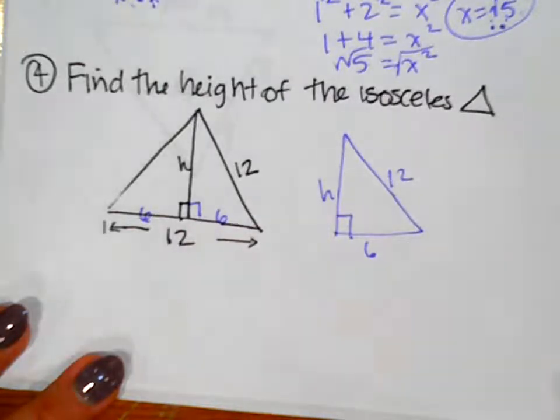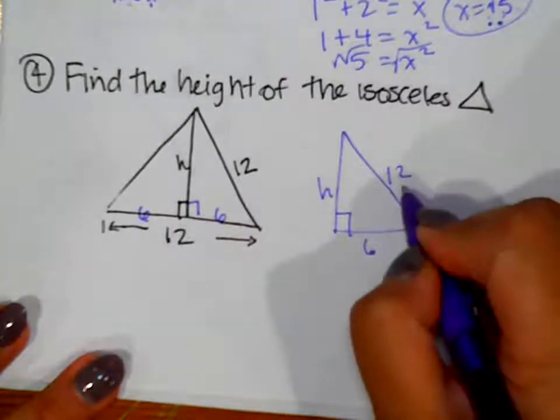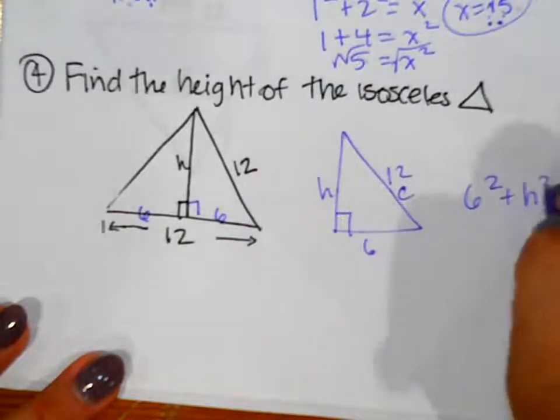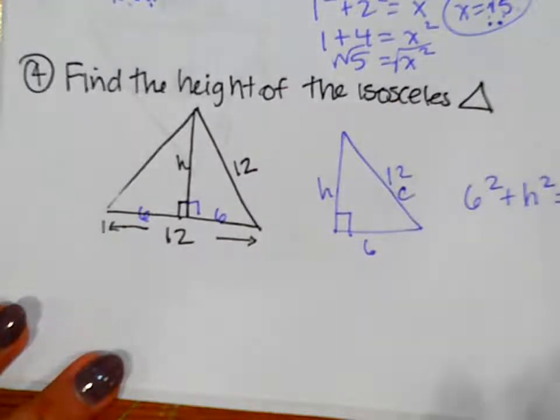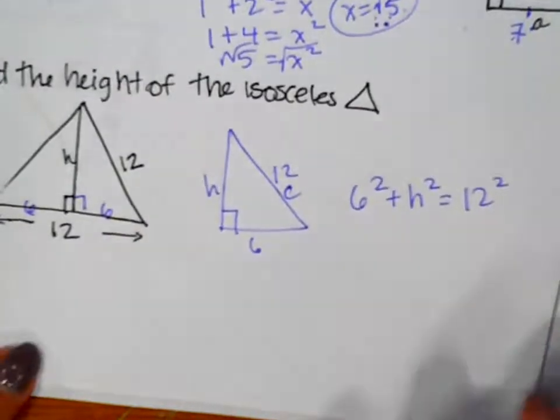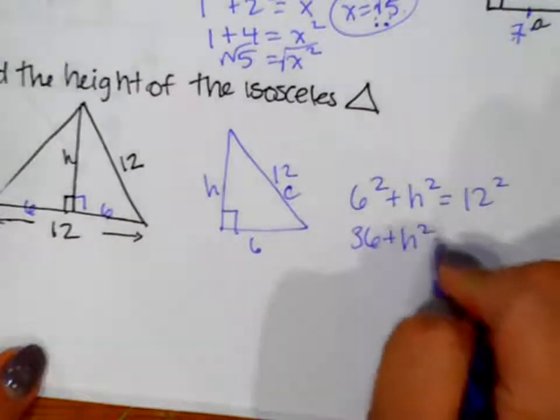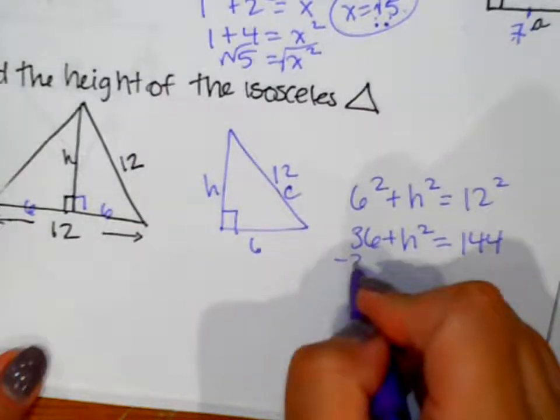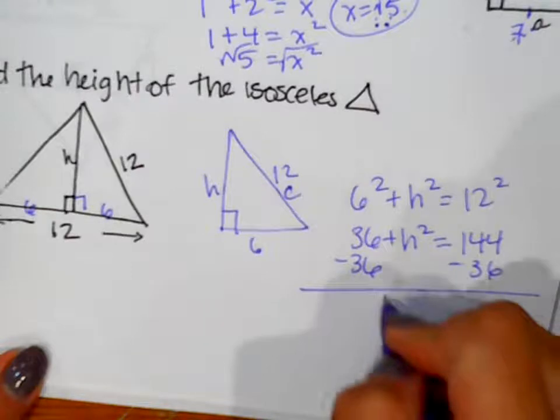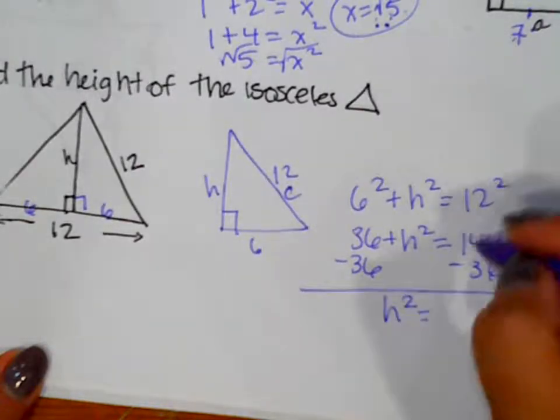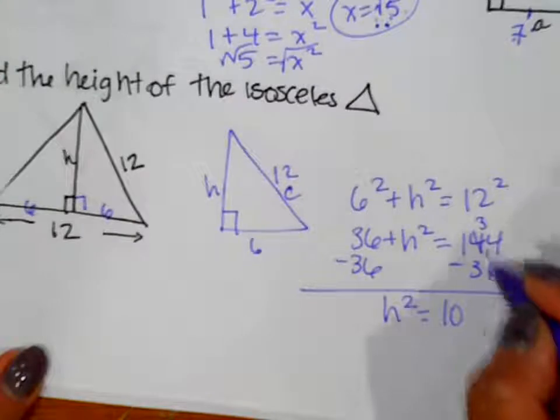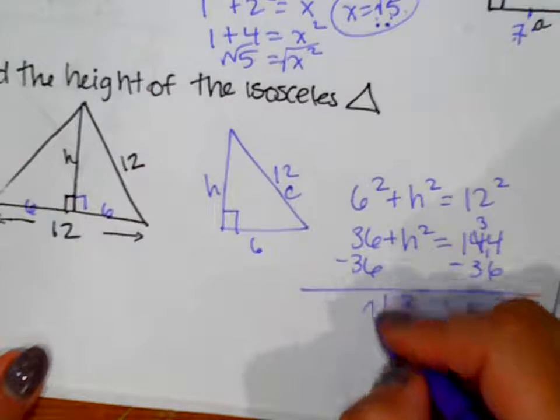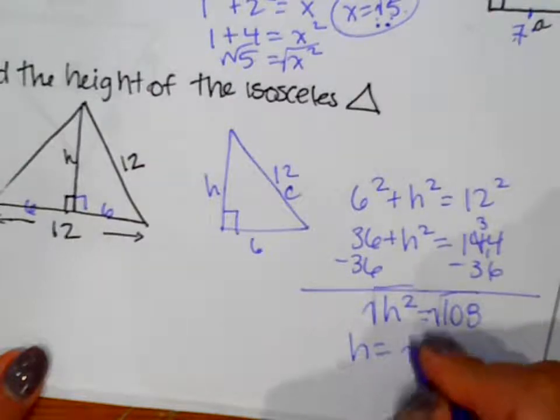It's just Pythagorean theorem. So we have our hypotenuse. This is our C, right? So we have 6 squared plus h squared equals 12 squared. 36 plus h squared equals 144. Subtract 36 from both sides. H squared is equal to 108. And here's where your question comes in. Once I take the square root of both sides, I have h is equal to the square root of 108.